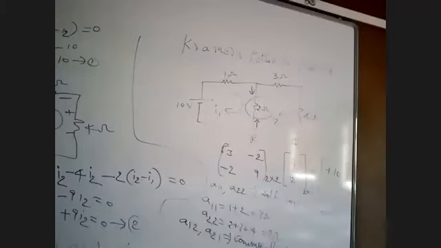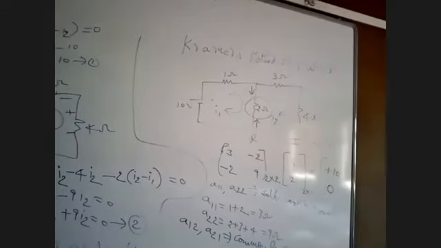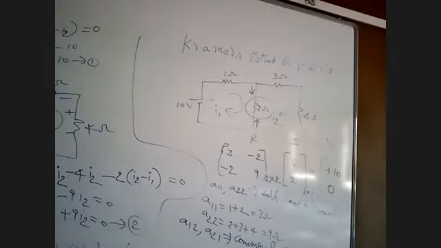Next, in the second loop, is there any voltage source? No, sir. That's why it is 0. This is the matrix. Write down that complete matrix in the next step.